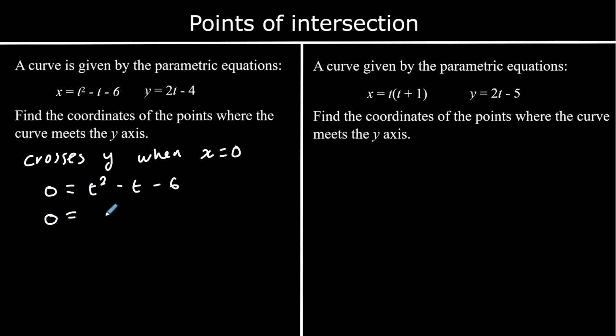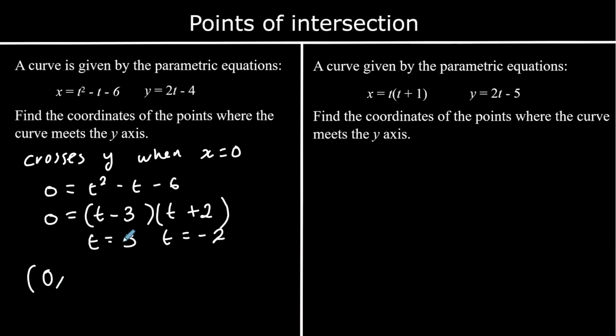We could use a calculator, but I'll just factorize this. So it is negative 3 plus 2. So t is 3 and t is negative 2. So it crosses y when x is 0. So we have 0 when t is 3, y is 2 3's, 6 take away 4, 2. And when t is negative 2, we get negative 4 take away 4, which is negative 8.